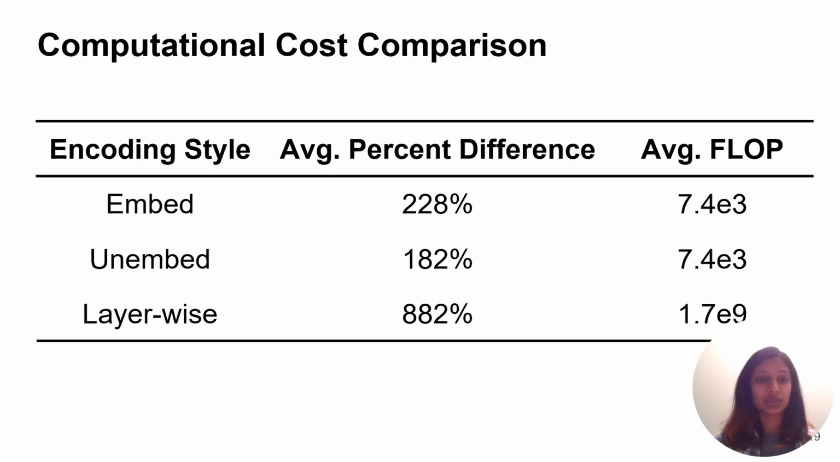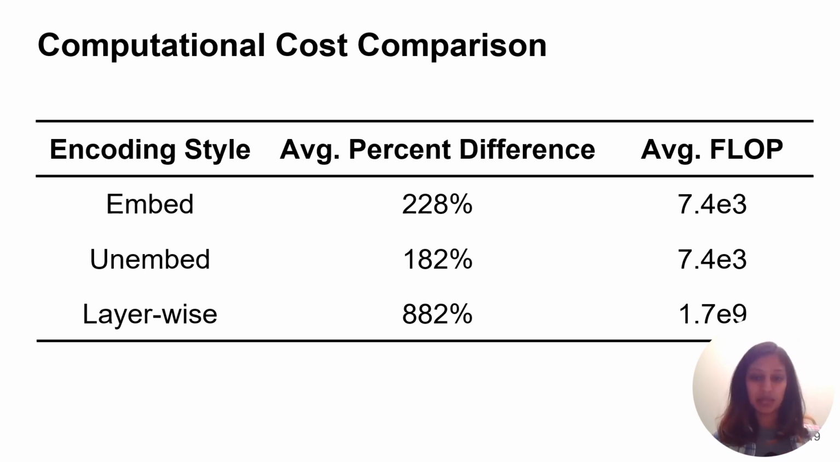In order to choose an ideal encoding style, I suggest doing a computational cost comparison. Here we visualize the results of 3 encoding styles, embed, unembed, and layer-wise. And before we do the cost comparison, let's see how they perform averaged across all of our model dataset pairs. That's what the average percent difference column is reporting, the pre and post probability of the expected next token across our entire dataset, for every single one of our model dataset pairs.